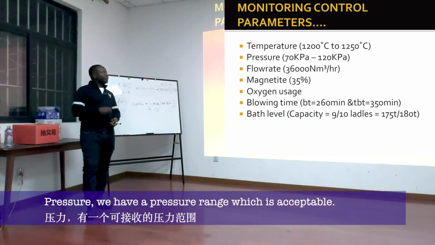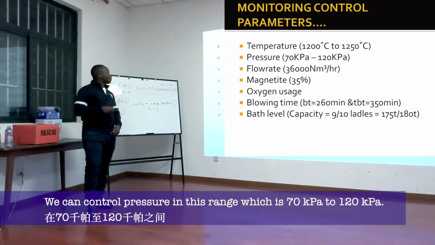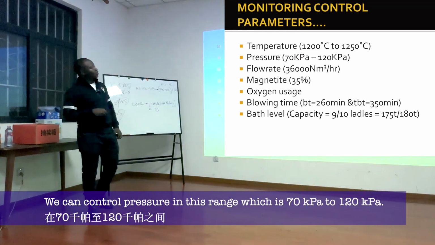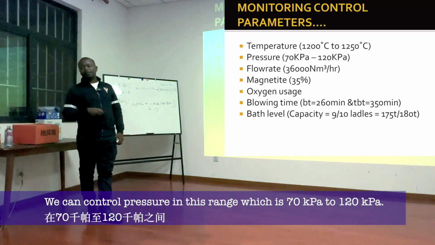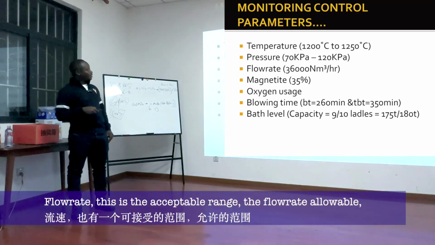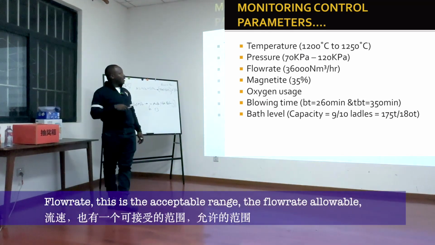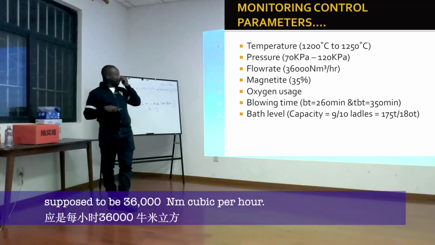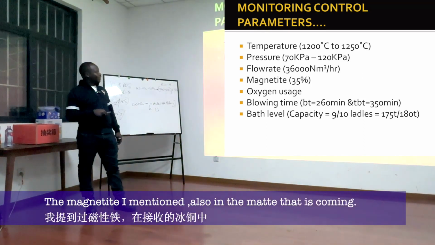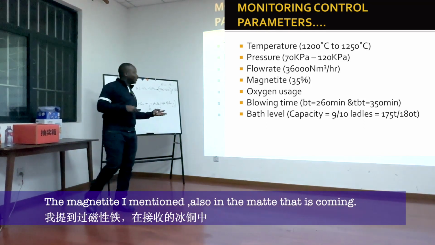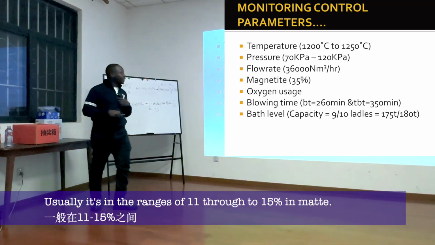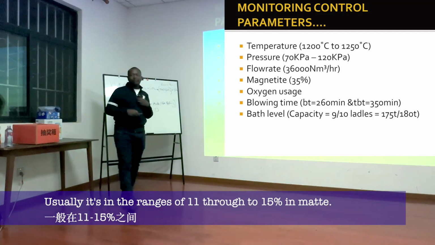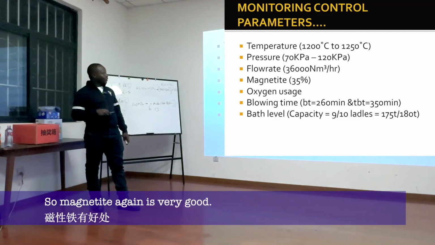Pressure, we have a pressure range which is acceptable. We can control pressure in this range, which is 70 kilopascals to 120 kilopascals. Flow rate, this is the acceptable range. The flow rate allowable is supposed to be 36,000 Newton meter cubed per hour. Then magnetite, I mentioned also in the mat that is coming, usually it's in the range of 11 through to 15% in mat. So magnetite again is very good.